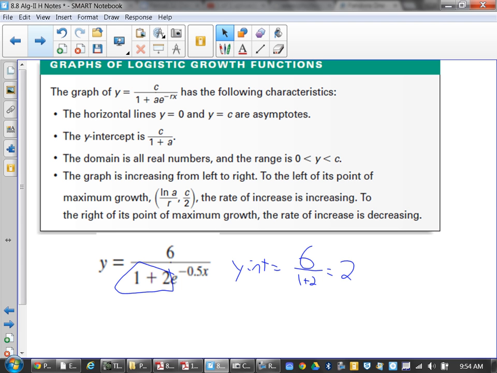So then max growth, natural log of a over r, and then c over 2. Let's try another one.